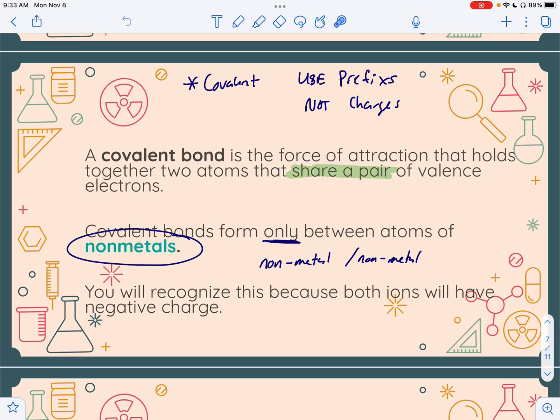And because they are a different type of bond, a different type of glue holding these atoms together, they have different naming rules. Covalent bonds can happen only between two nonmetals, so it'll be a nonmetal and a nonmetal combining together. In the naming system we will use prefixes. We will not use charges. A nonmetal is negative and another nonmetal is negative, and those ions will not hold together based on electrostatic attraction. So there's a different process. They share electrons, therefore they have a different naming system.